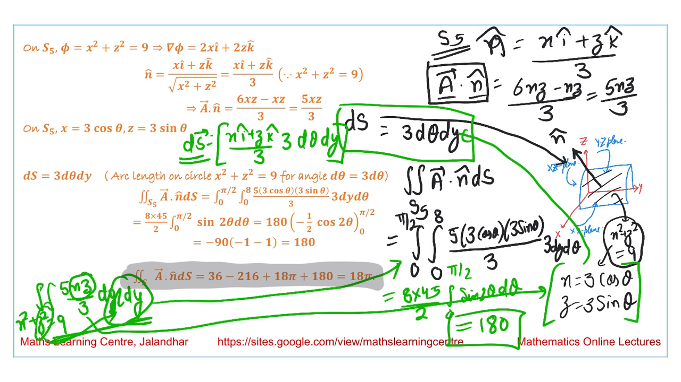We have to integrate A vector dot dS vector over S. So we are writing the values we have, it is 36 over S1, S2, S3, S4 and S5. So the final answer we obtain is 18 pi. So this is the total value of this integral.